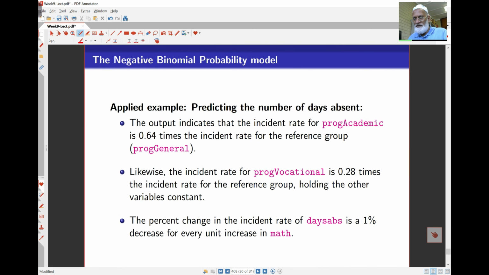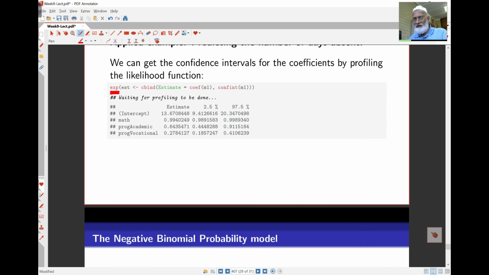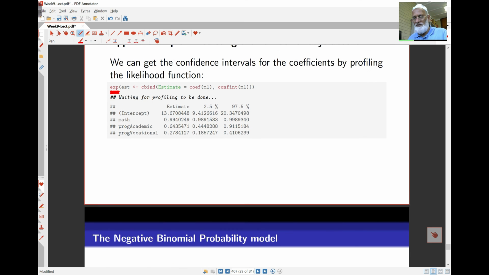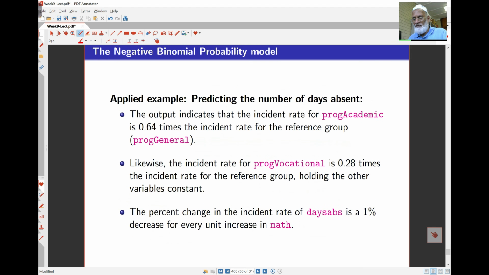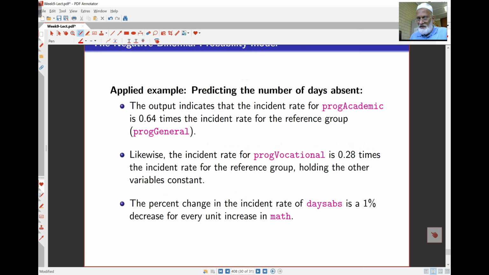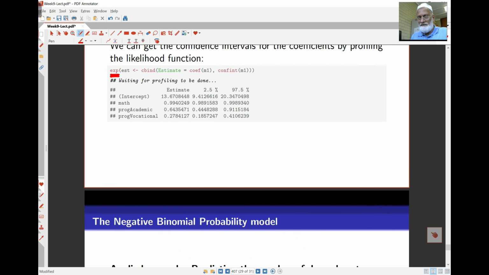Overall, we see that the incident rate for academic program is 0.64 times the incident rate for the reference group. Remember how it works here: by taking the exponential, it becomes a product. So it's 0.64 times the mean for the reference, which is general. And for vocational, it's 0.28 times. So in both cases, academic and vocational have lower incidence rates, or fewer days absent, compared to the reference, which is general. And for percentage change in the incidence rate of days absent, it is 1% for every unit increase in maths. If you look at this here, maths is 0.99 times, so every extra unit of increase in math mark gives you days absent of 0.99 times, which means a decrease of 1%.